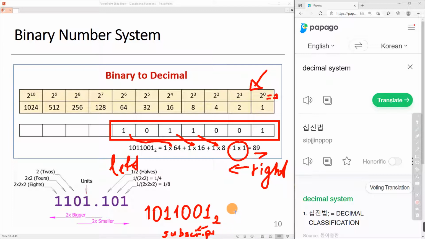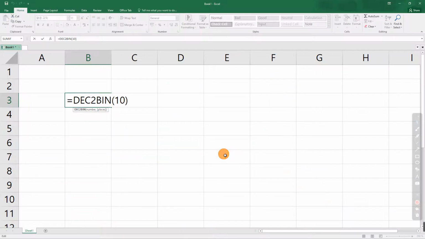Subscript is equal to 89 in what? In a decimal system. So when we use decimal system, actually we also can write 10 here so that you will clearly understand that this is a decimal system. Okay? So this is how we convert from a binary system to a decimal system.